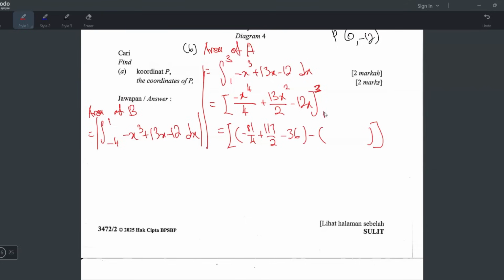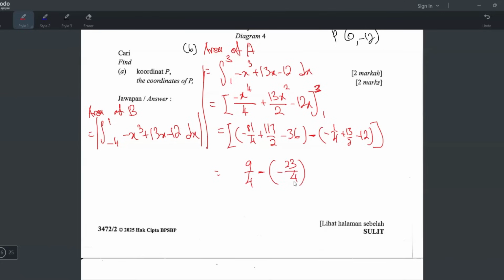Yeah. Okay, now substitute 1. 1 power 4 is 1, so just negative 1 over 4. And then substitute 1 here, 1 square is 1. 1 times 13 over 2 is plus 13 over 2. And then 1 times 12 is negative 12. Okay, now press this in your calculator. This first bracket, when you press that, you will get 9 over 4. And of course this minus, you have to write it like this. And then this bracket you will also press in your calculator and you'll get negative 23 over 4.